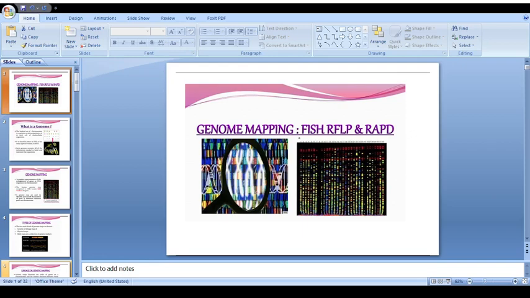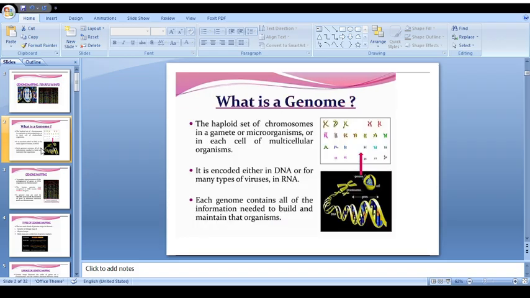Hello students, today we are going to discuss in detail genome mapping, in which the various techniques such as FISH, RFLP or RAPD are involved. First of all, we'd like to know what is a genome.